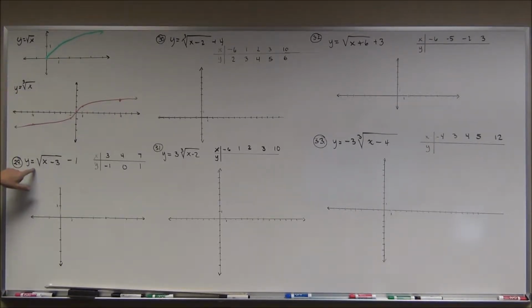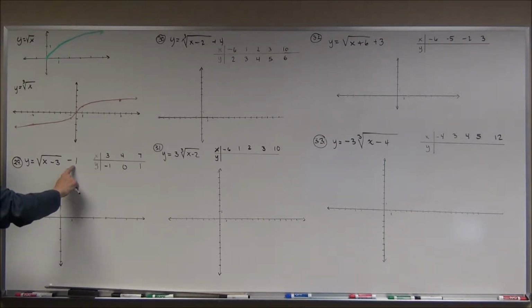Like for example, the very first one here, number 29, it's a square root function, so it's going to look like this, except there's a -3 on the inside and a -1 on the outside. This slides it to the right 3 and down 1. These are translations.